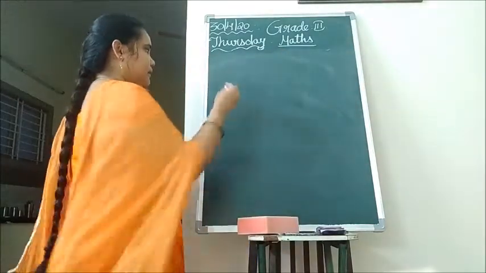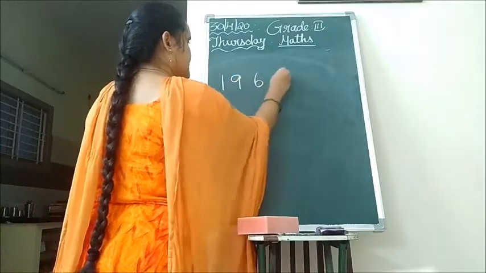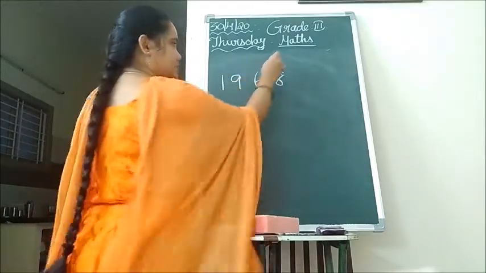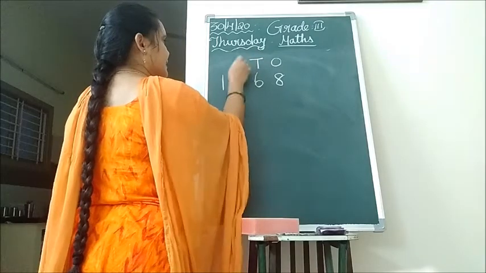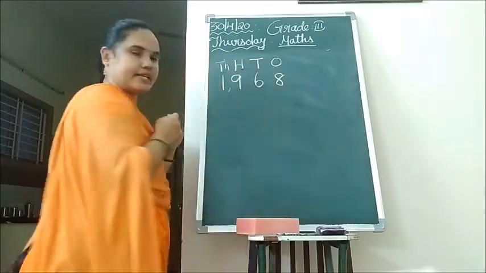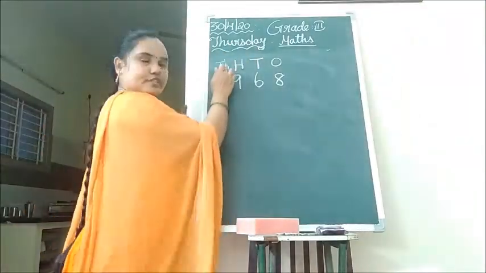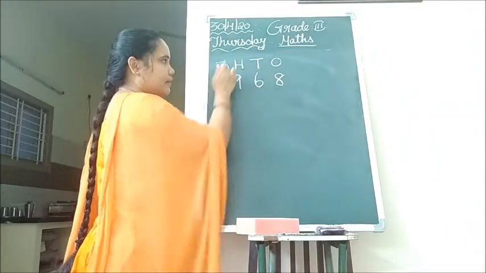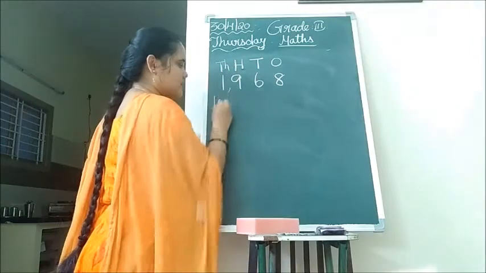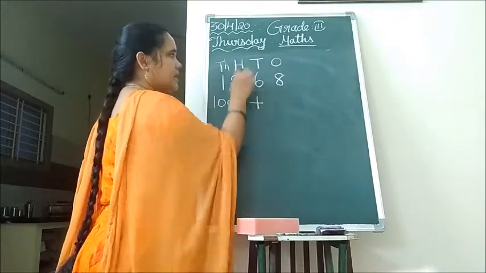See for example, 1968. Write the places: ones, tens, hundreds, thousands. Let us write the place value. 1 is in which place? Thousands place. So what is the value of 1 children? 1 into 1000, 1000 plus.